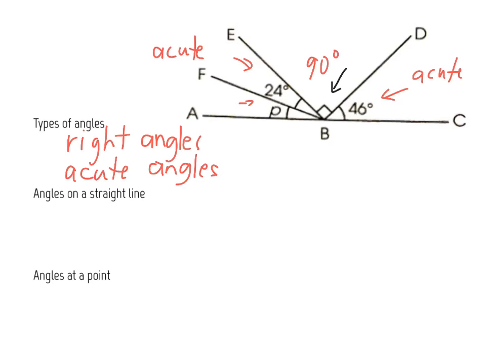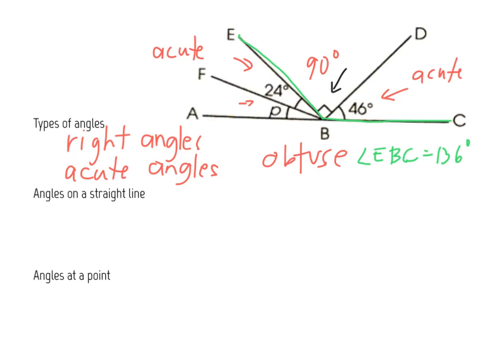However, we also have a third type of angle, which is obtuse. And it's any angle greater than 90 degrees, but less than 180. So for example, this angle here, let's try to highlight this angle here, that one, there you go. That's angle EBC. And if you add the measurement, that's 136 degrees. That is an obtuse angle.